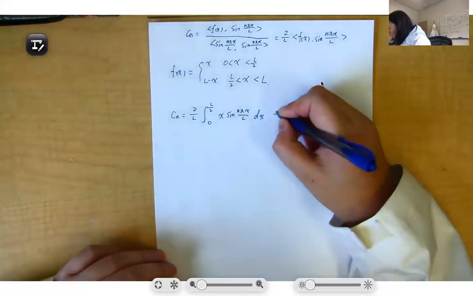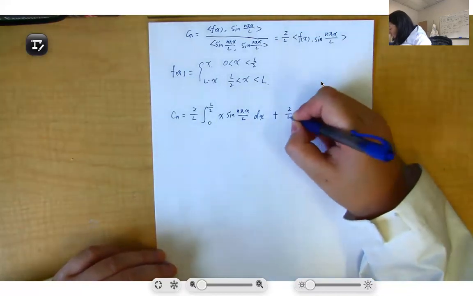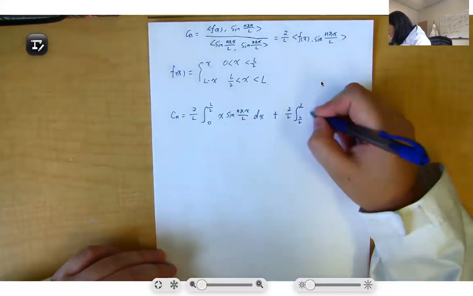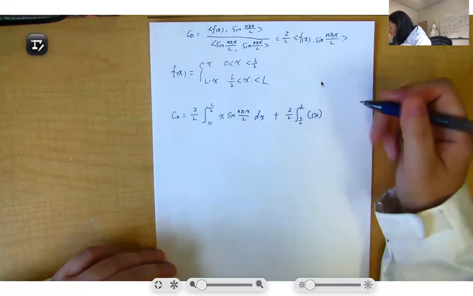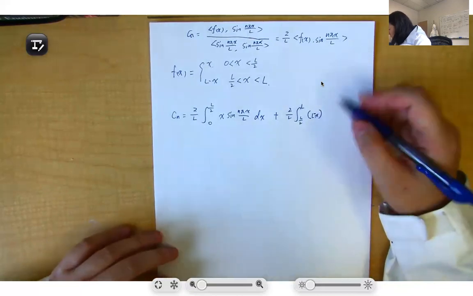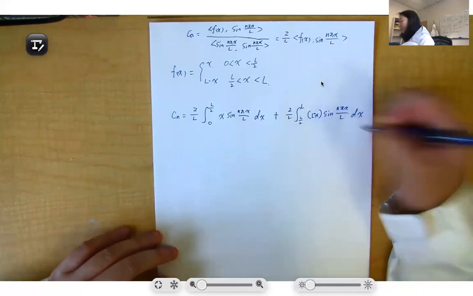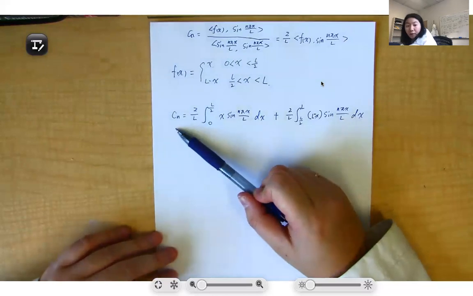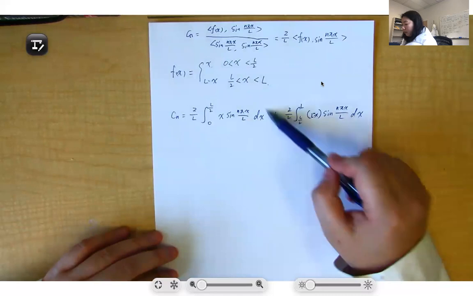And you will do another part of the integral, which is 2 over L from L over 2 to L, and that function is L minus x, times sine n pi x over L dx. And that is how you can get your coefficient. And how do you do this integral?